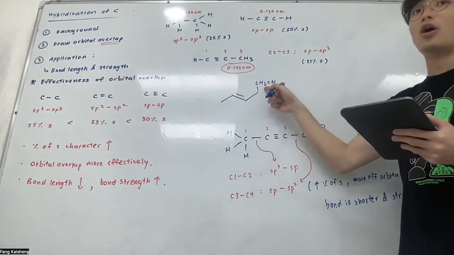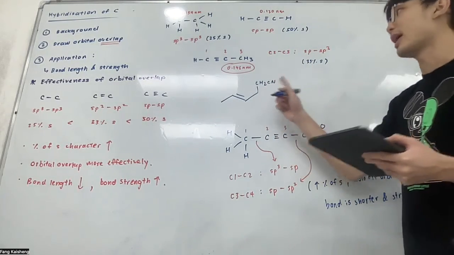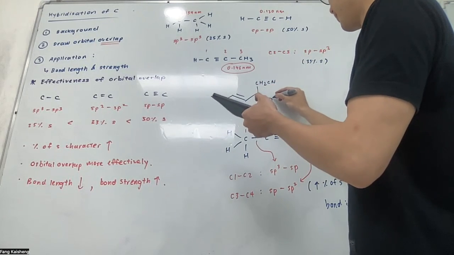I suggest you draw out all the bonds also, so you can see clearly what's the shape on the particular carbons. There are two carbons here, so just draw the shapes. Then you wouldn't miss out on that.